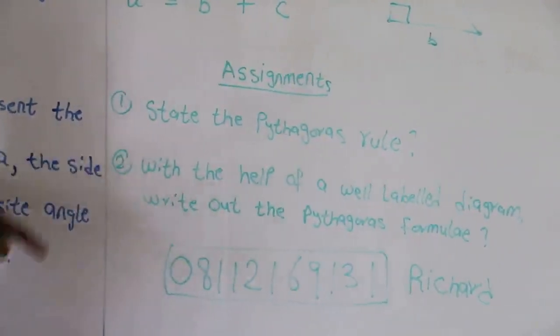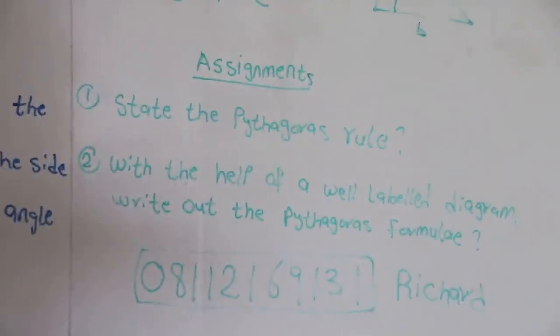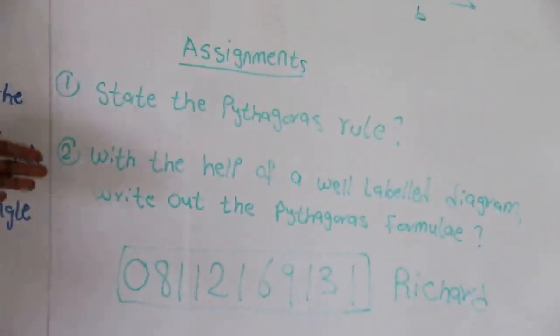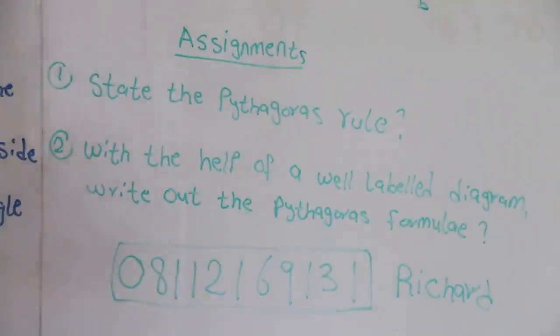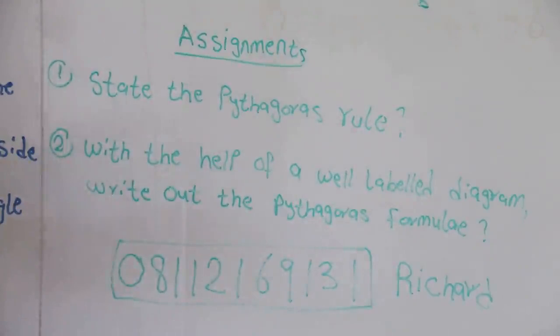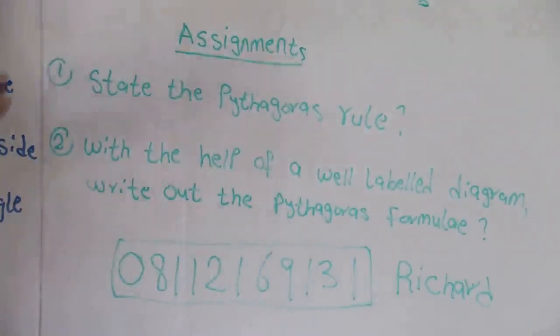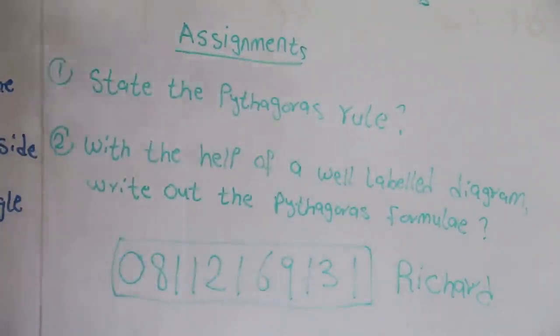Then the second one, with the help of a well-labeled diagram, write out the Pythagoras formula. You can draw another right angle triangle. You can start labeling from anywhere. Label it, then pick the sides, and then find the formula using the side, and then find the formula using the line.